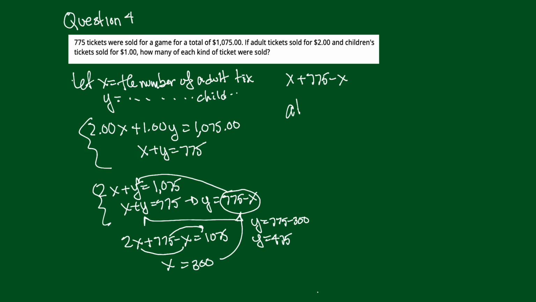So, how many of each kind of ticket were sold? Adult tickets, we sold 300. Child tickets, we sold 475.